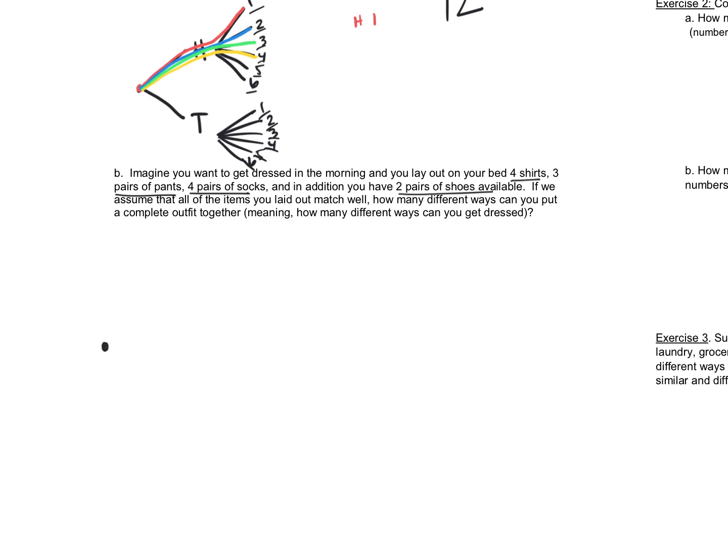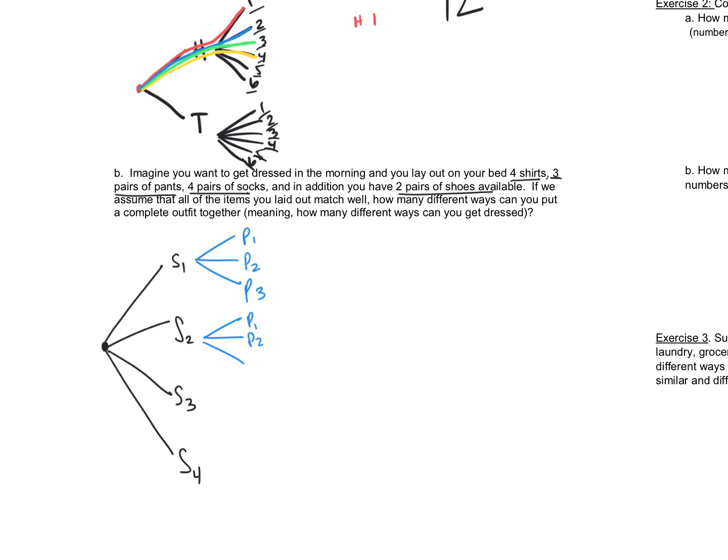Here I am. I need to make a decision. I'm going to wear the first shirt. I'm going to say shirt number one, just a notation for that. Or I could take shirt number two, or shirt number three, or shirt number four. Once I have a shirt, then I have to choose my pants. It says I have three pairs of pants to choose from. So each shirt could then branch off to a pant. I'm going to put P1, P2, P3 to say the three different pairs of pants: P1, P2, P3, P1, P2, P3, and last P1, P2, P3.